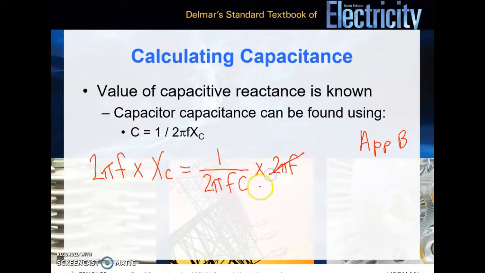This 2 pi f cancels this 2 pi f. So we end up with 1 over capacitance equals 2 pi frequency times capacitive reactance. If I rewrite that so C is on top, I'm going to put the C on the left side. Capacitance equals 1 over 2 pi f, or frequency, times capacitive reactance.